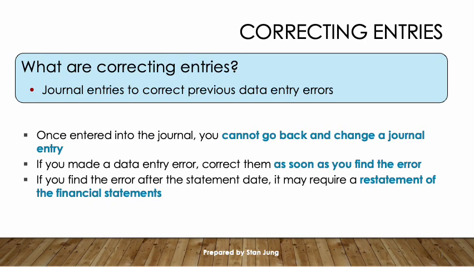As we're entering journal entries, it's important to remember you cannot go back and change a journal entry, especially if you're using an application. Once you've entered a journal entry, you cannot go back and change it. So if you have made a mistake, you need to make a correcting entry. We should do that as soon as we find the error. If we're lucky enough, we find the error in the same period in which the initial transaction occurred, and nobody will know that you made a mistake.